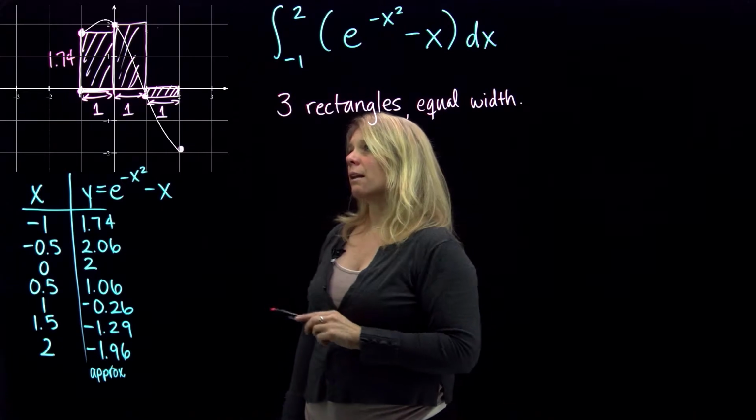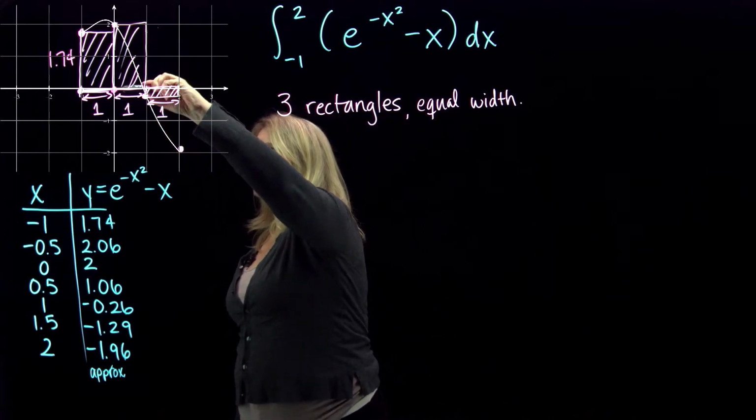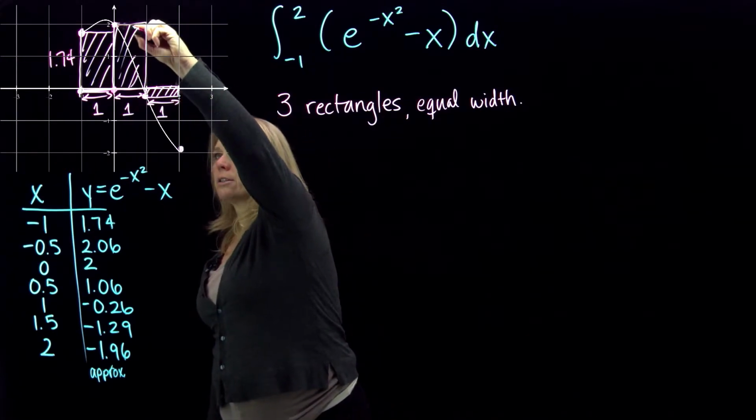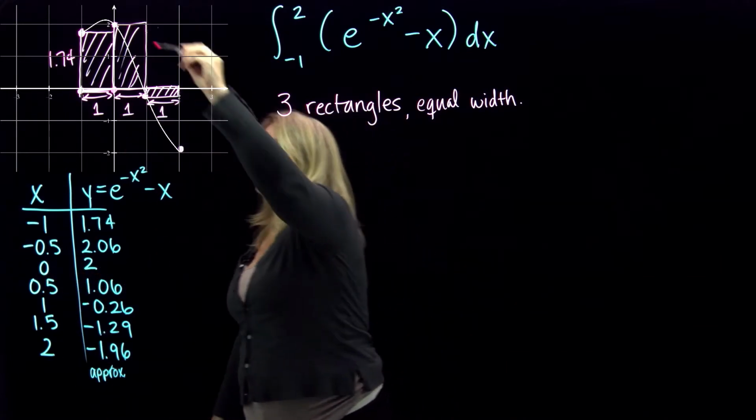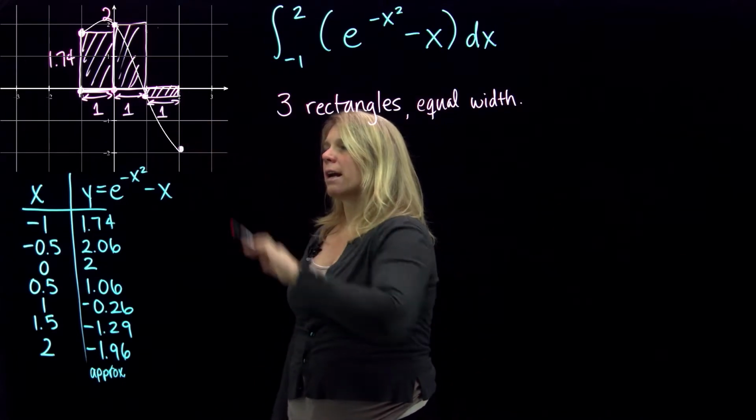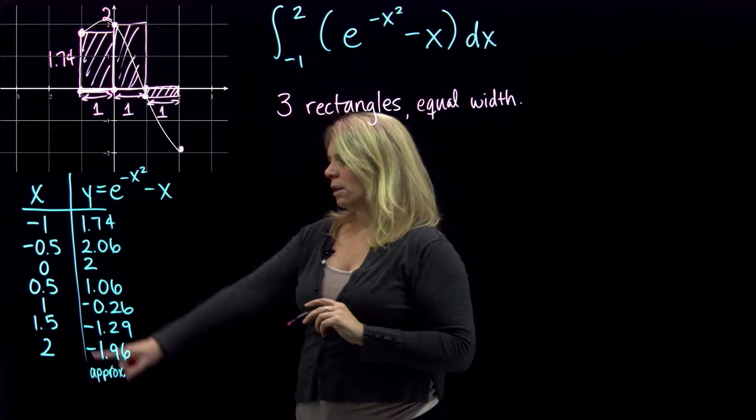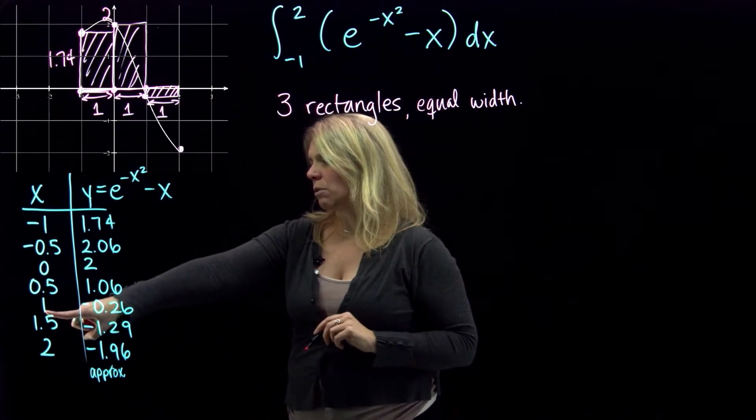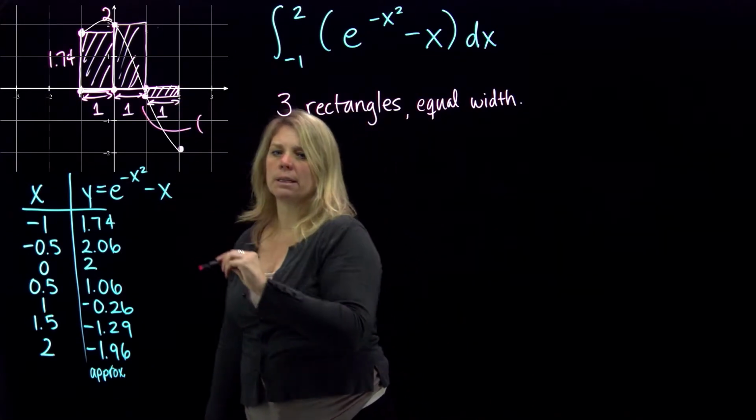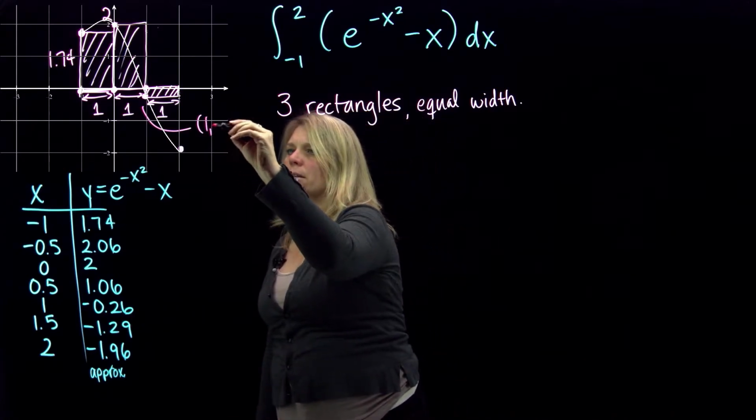And then for my second rectangle, I also used the left endpoint of that subinterval. I used that to get the y coordinate of that function. And so that one is at x equals 0. That y value is 2 up there. And then for the third rectangle here, I also used the left endpoint of that subinterval. So for that one, I used x equals 1 as my x coordinate, and my y coordinate of that point is approximately -0.26.